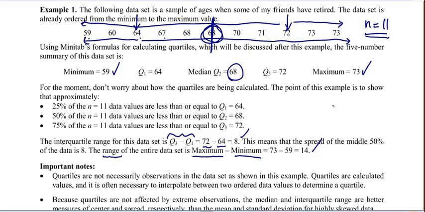A couple of important notes. Quartiles don't necessarily have to be an observation in the data set. Sometimes when we compute the position of a quartile, it might lie in between two data values. So it's not the case that every data value turns out to be a quartile. We can have some values that are in between them. And quartiles, like the median, are not affected by outliers.